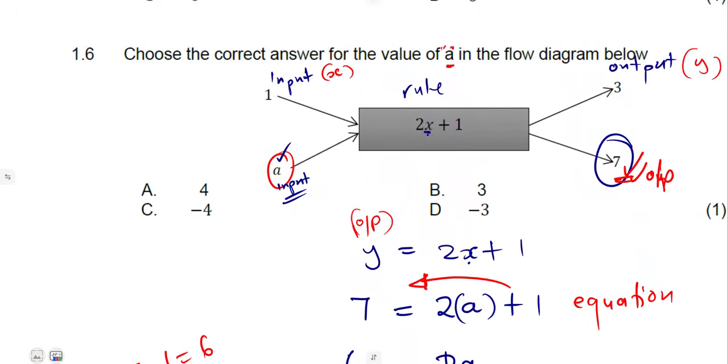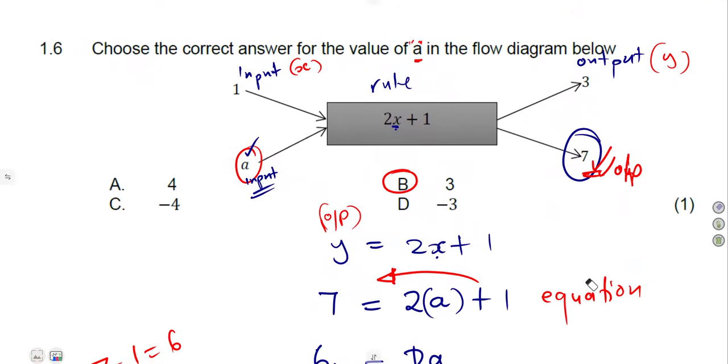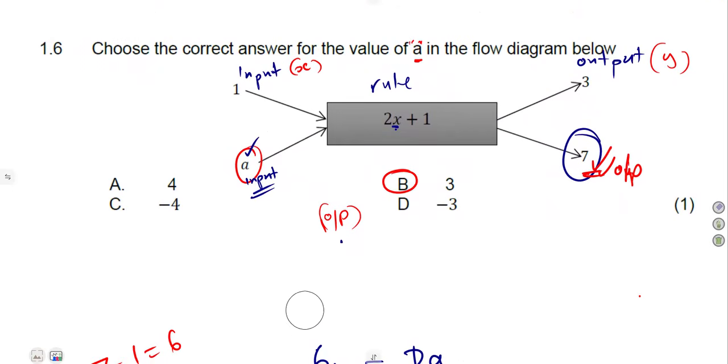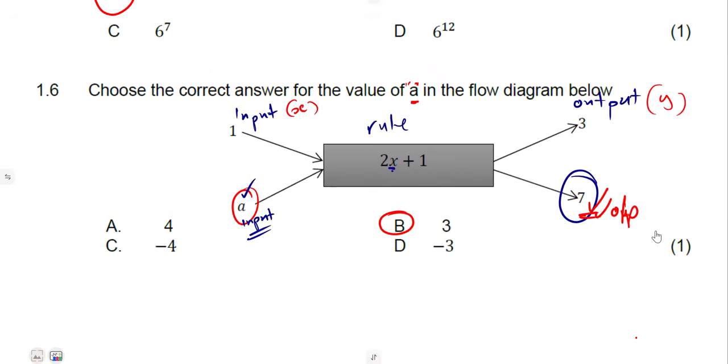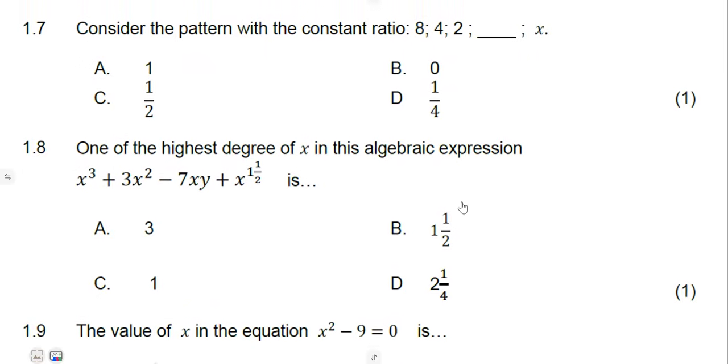So the best answer where we have got 3 is on B. All right, so that is it, guys. Just work out with the rule that you are given. You can find whatever you want, is it the output, is it the input? It depends on the question.